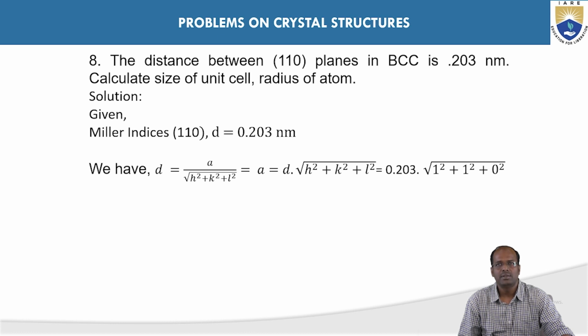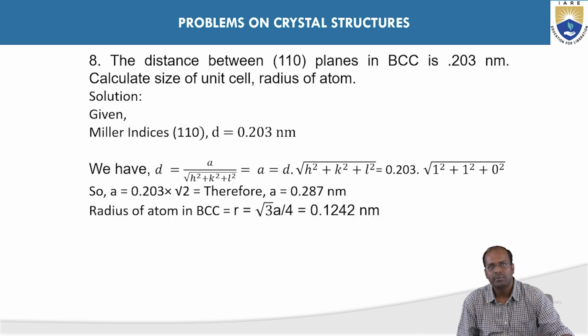A is equal to D square root of H square plus K square plus L square. So we are getting D is equal to 0.203 nanometers, that is 10 to the power of minus 9 meters, times square root of 1 square plus 1 square plus 0 square, which is root 2. 0.203 into root 2, we are getting A is equal to 0.287 nanometers. Nano is nothing but 10 to the power of minus 9 meters.